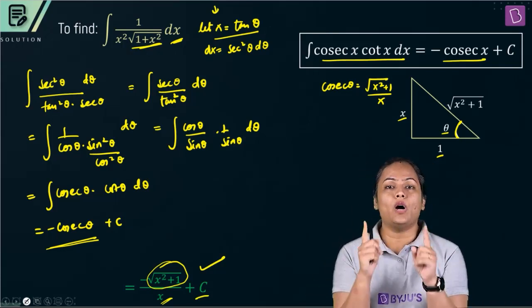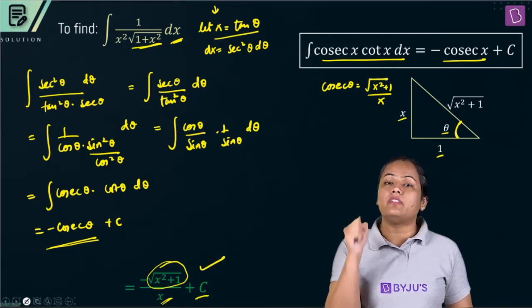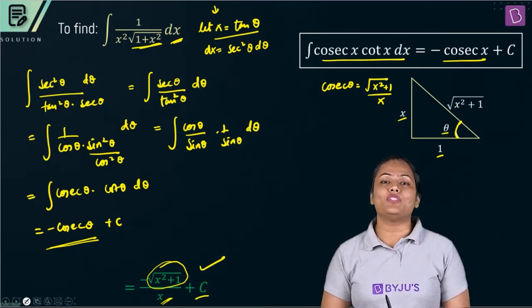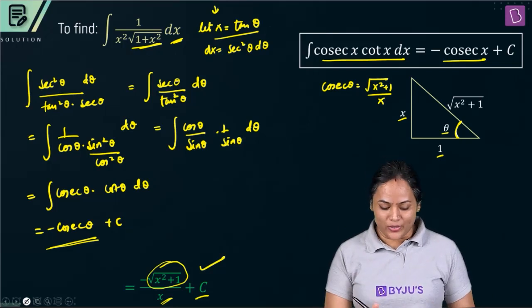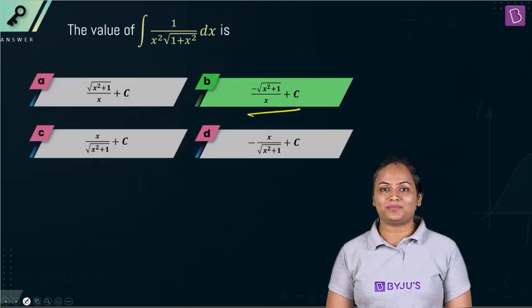Have you understood how we have simplified? So trigonometric substitutions again are really important, guys. You have to remember all the substitutions which you have learned. Got it? All right. And therefore the correct answer will be option B.